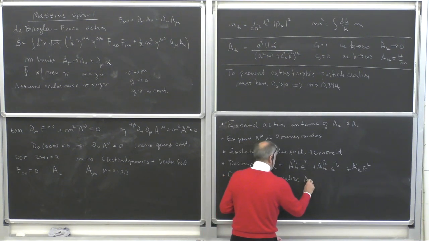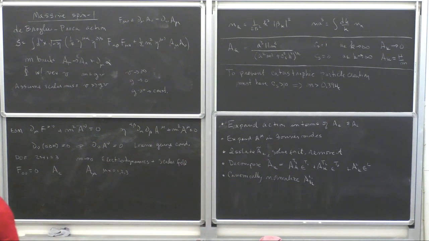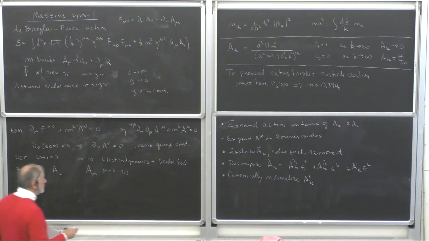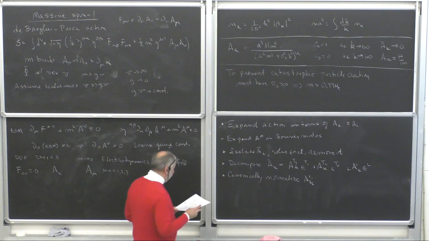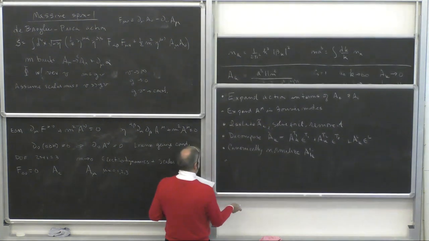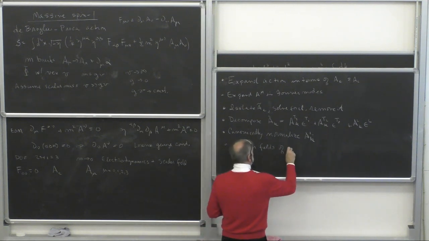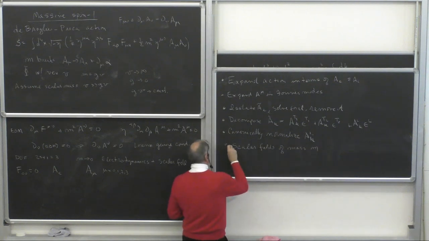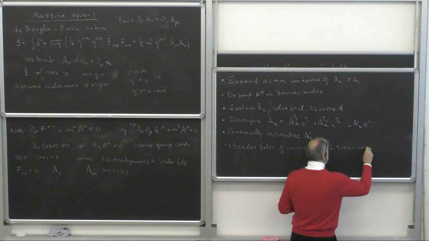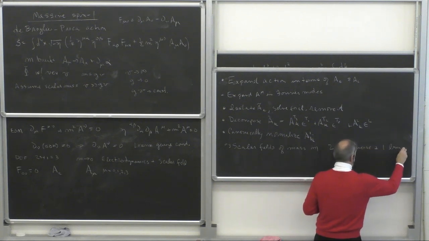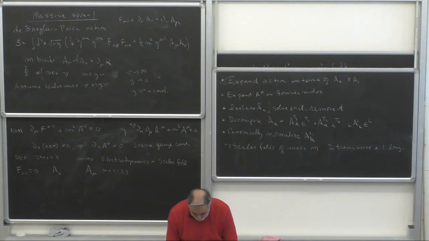Canonically normalize the transverse degrees of freedom, well, okay, it's going to be simple. I guess the transverse degrees of freedom will automatically be canonically normalized. Canonically normalize the longitudinal degree of freedom, and we end up with something that looks like three scalar fields of mass m, two transverse, plus one longitudinal. So this is not unexpected.